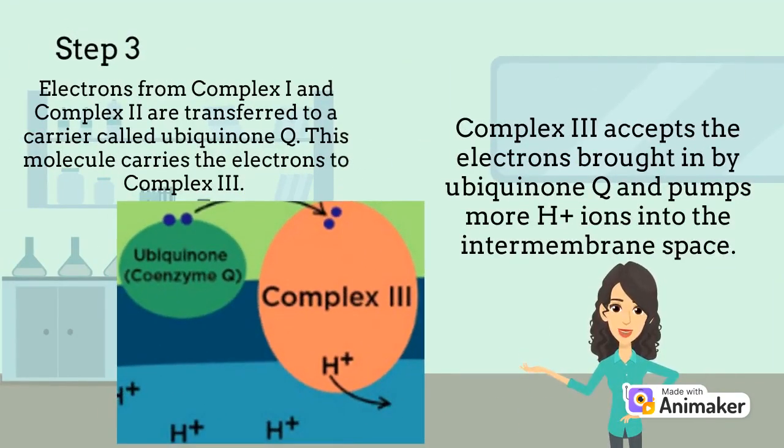Electrons from complex 1 and complex 2 are transferred to a carrier called ubiquinone, Q. This molecule carries the electrons to complex 3. Complex 3 accepts the electrons brought in by ubiquinone Q and pumps more hydrogen ions (H+) into the intermembrane space.